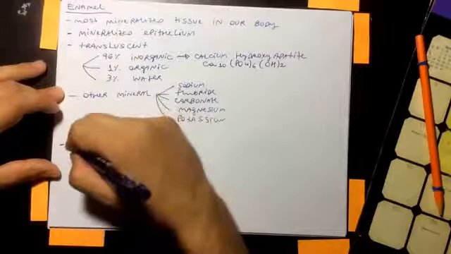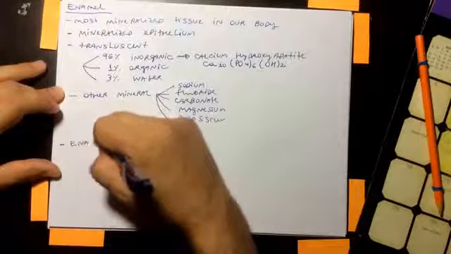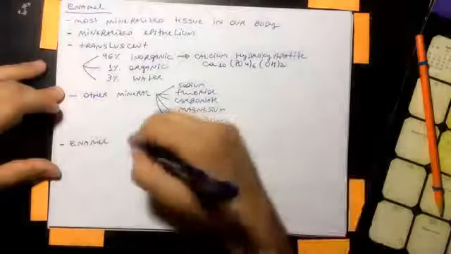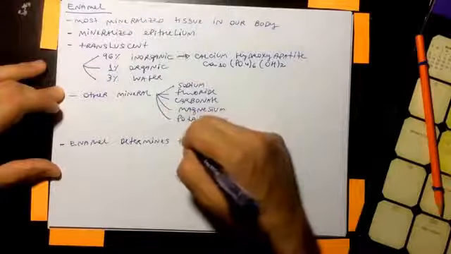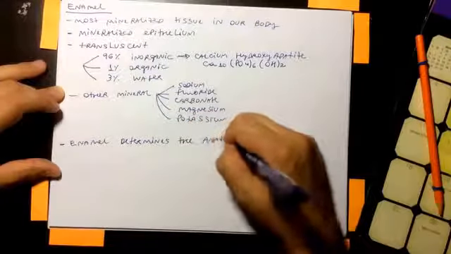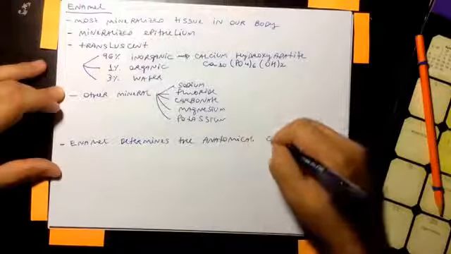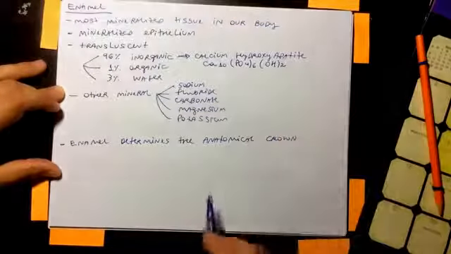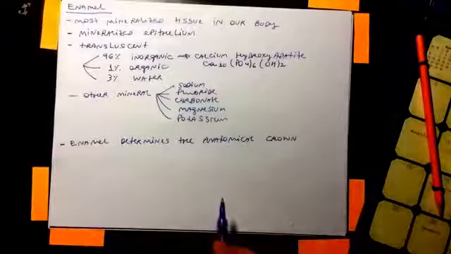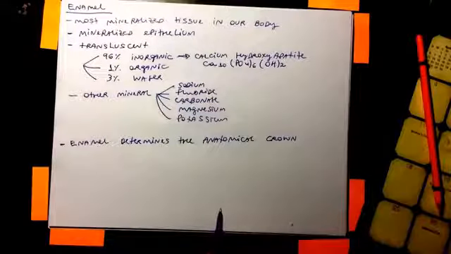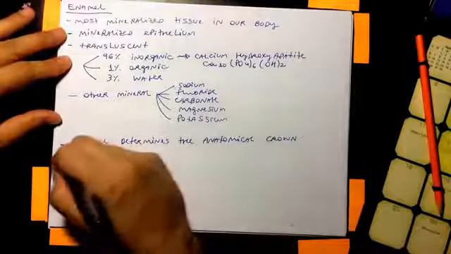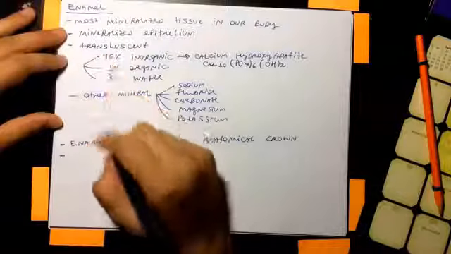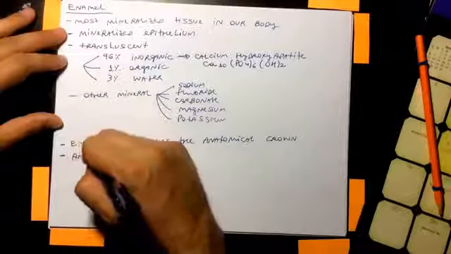So enamel is going to determine the anatomical crown. And we can affirm that because enamel covers the whole crown. We don't have enamel in the roots. What covers the roots is the cementum. So the process of producing enamel is called amelogenesis.